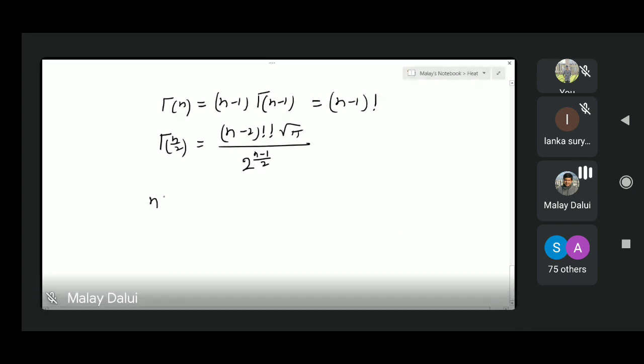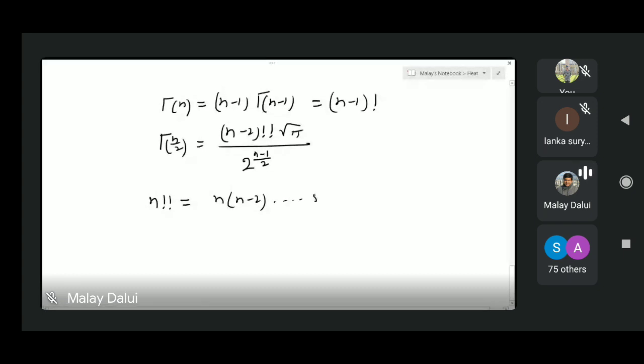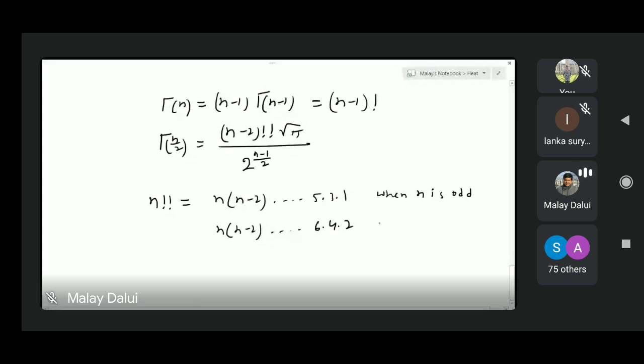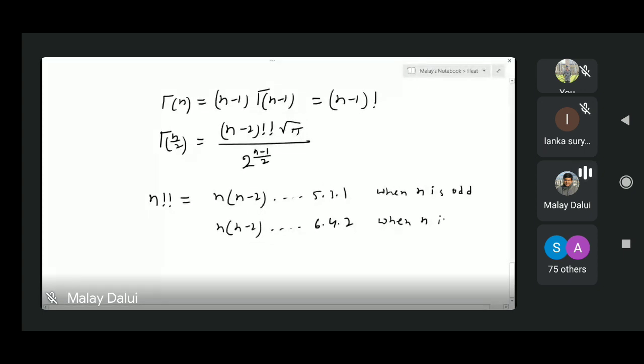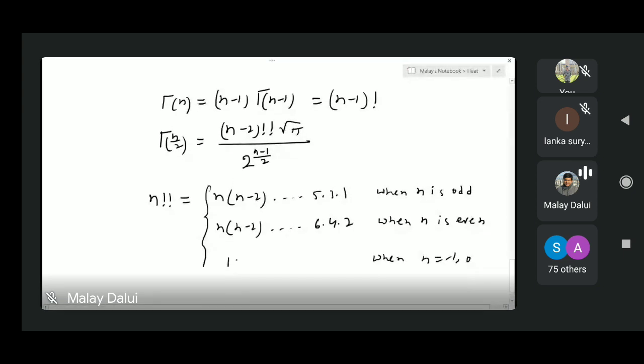And the double factorial is defined as n times n minus 2, you go all the way 5, 3, 1, etc. when n is odd. Similarly, n, n minus 2, go all the way, then you will have 6, 4, 2 when n is even, and it's 1 when n equals minus 1 or 0. This is how it is defined.